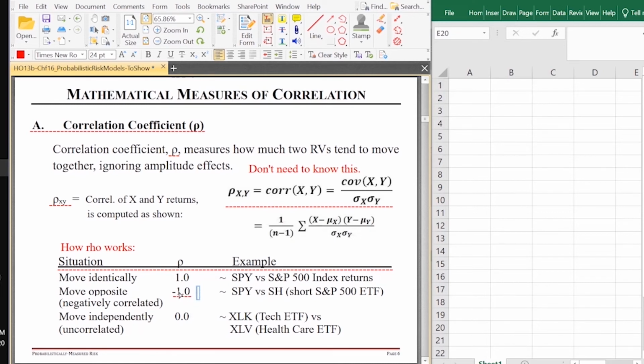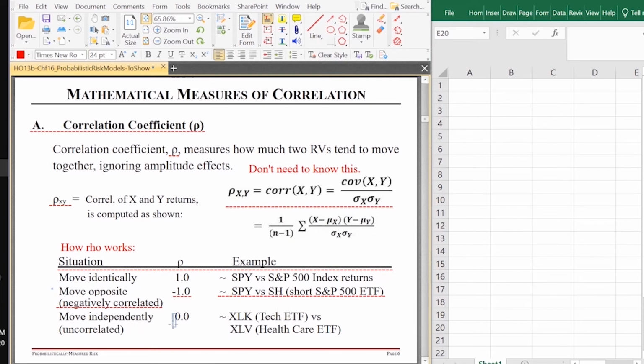Is there a real world example of that? Yeah, there are things that are pretty close. For example, if we look at the SPY ETF versus the SH ETF, we get something close to -1 because the SH is designed to perform exactly opposite of the S&P 500. Okay, so whenever we have a negative sign on our correlation coefficient, we say that the two assets are negatively correlated. So when the SPY is going up, the SH is going down, and vice versa.